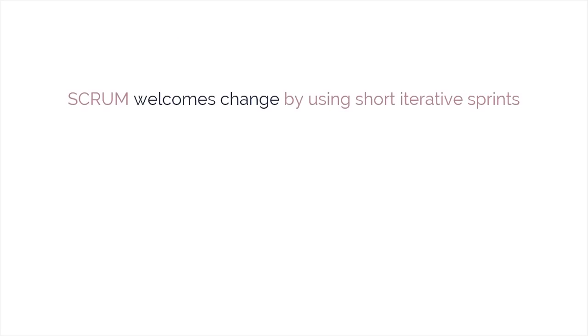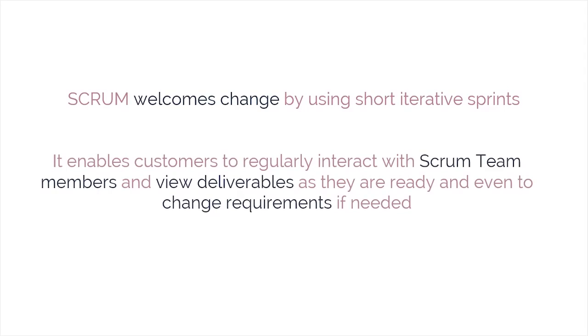Scrum projects welcome change by using short, iterative sprints that incorporate customer feedback on each sprint's deliverables. This enables the customer to regularly interact with the Scrum team members, view deliverables as they're ready, and change requirements, if needed, earlier in the sprint. Also, the portfolio or program management teams can respond to change requests pertaining to Scrum projects applicable at their level.